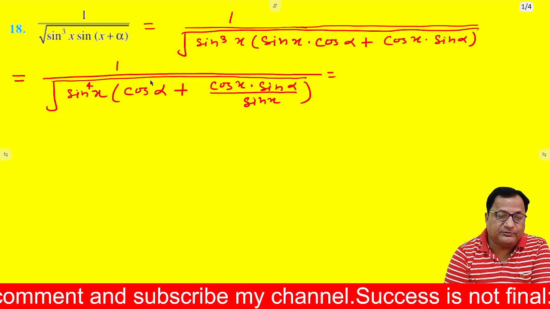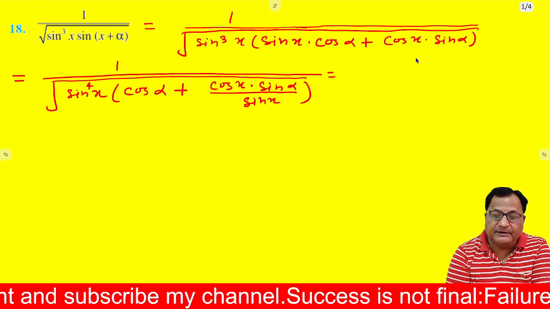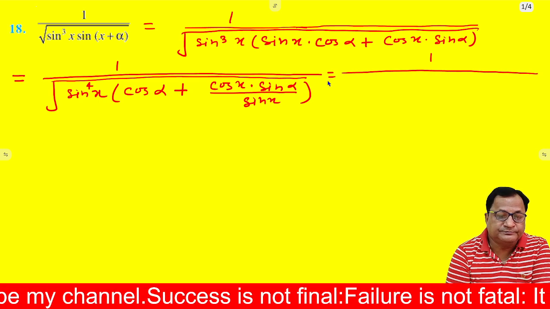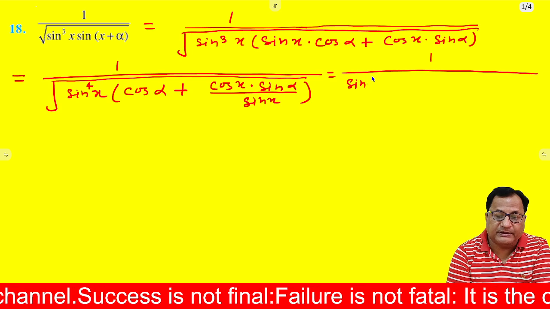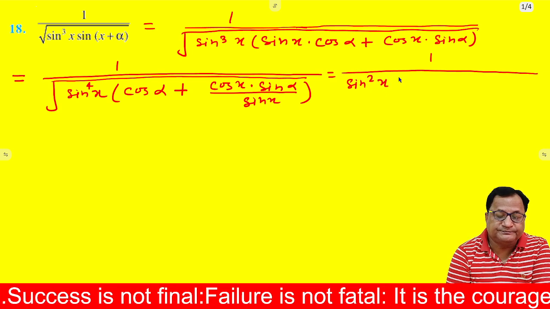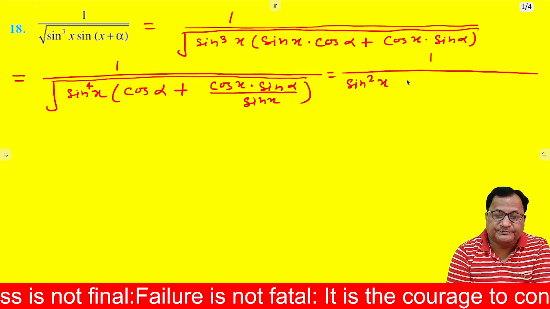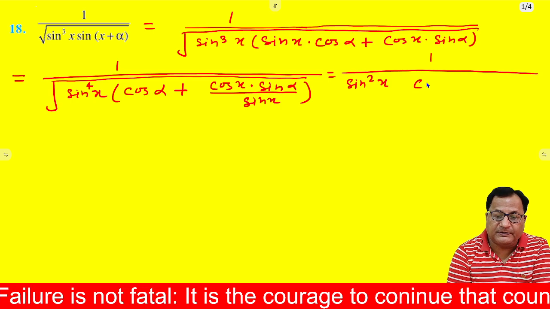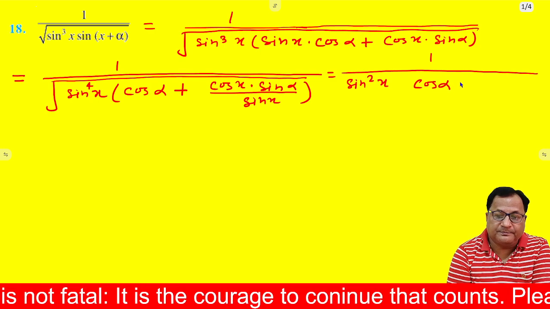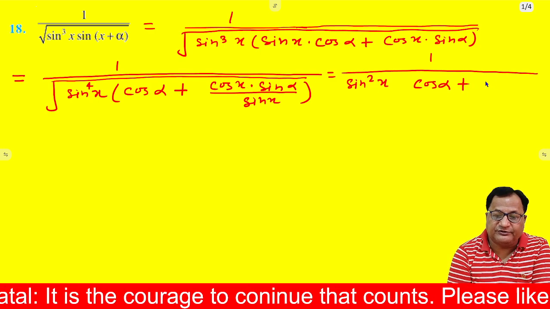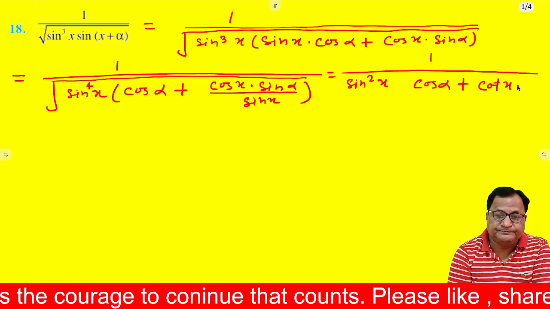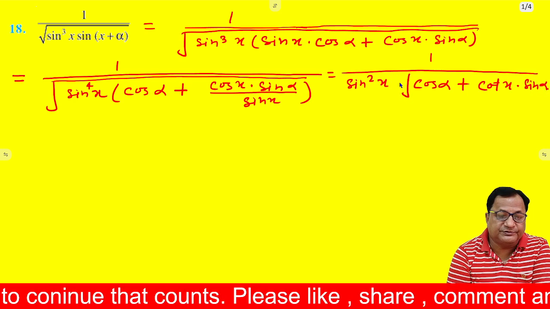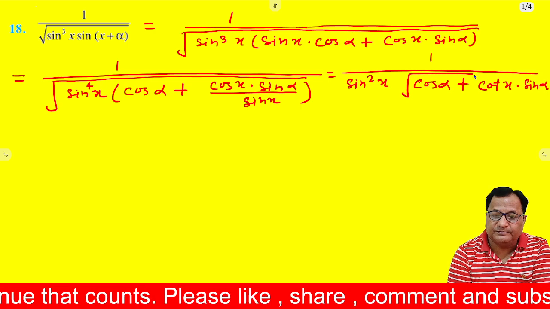Square root of sine 4x will be 1 by sine square x, here will be cos alpha plus cos x by sine x is equal to cot x into sine alpha. This is under root.